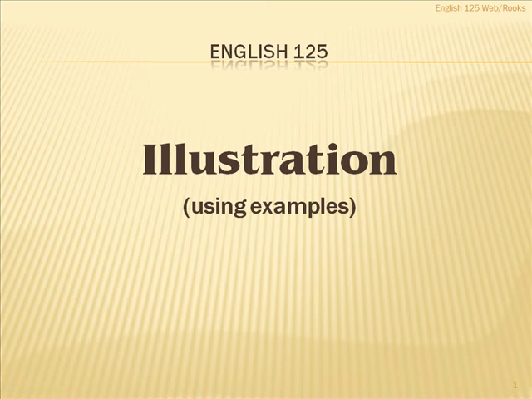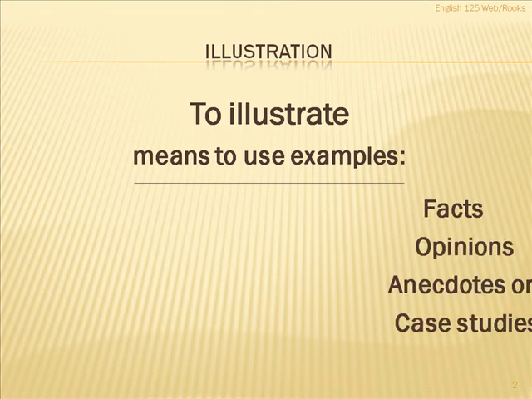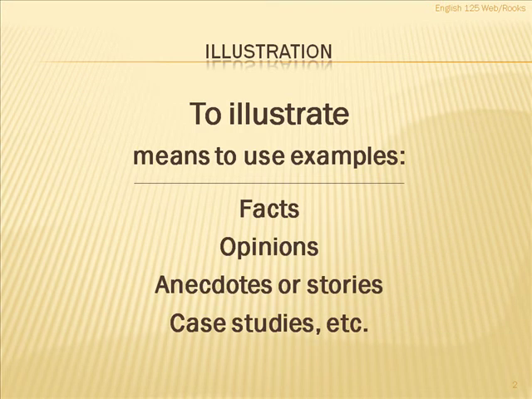I want to talk to you about how you use illustration or examples in your writing. To illustrate means to use examples. A lot of times we think of illustrate as meaning pictures, and in a way it is using pictures in your writing, but it means more to use examples. These examples can be things like facts or opinions, they can be anecdotes or stories or case studies or whatever. Even opinion can illustrate a point that we're trying to make in our writing.